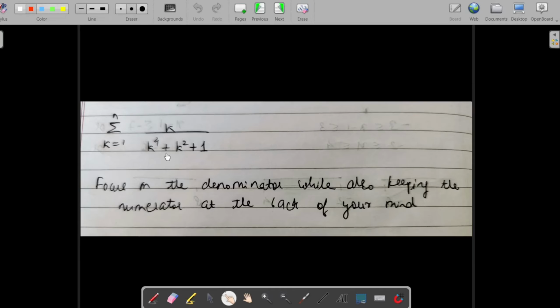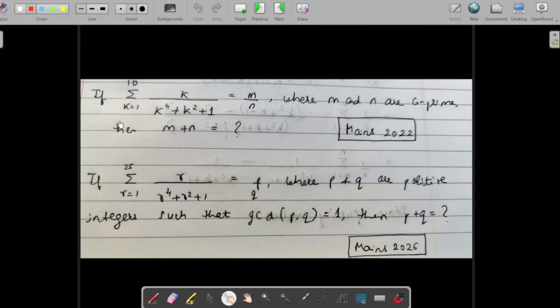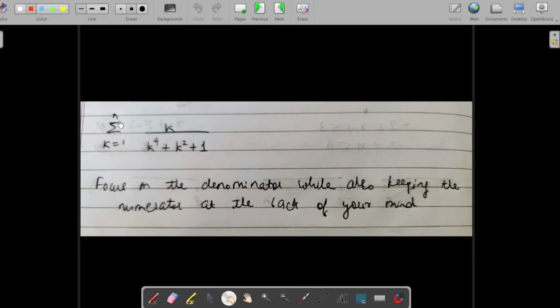So this is the series, and again I am keeping it general from k is equal to 1 to n because you need to understand the underlying concept and not just be able to solve this particular problem when k varies from 1 to 10 or r varies from 1 to 25. Instead, let us take it in general when k varies from 1 to any number n.